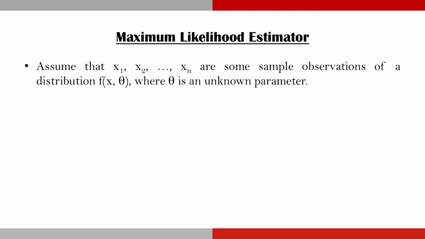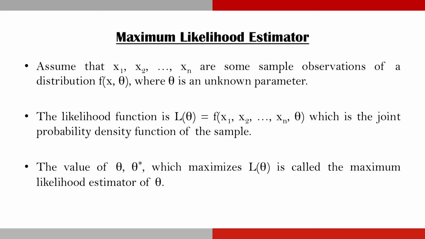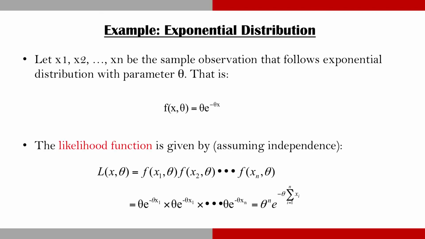Let me go deeper into this. Suppose we have observations x1, x2 and so on up to xn, and the distribution is f of x comma theta, where theta is the unknown parameter. Since we have the observations x1, x2 up to xn, the likelihood function or the joint probability is L of theta, which is f of x1, x2 and so on up to xn comma theta. Now, we have to identify the theta which maximizes L of theta, which is called the maximum likelihood estimator. So, let me take a specific example.